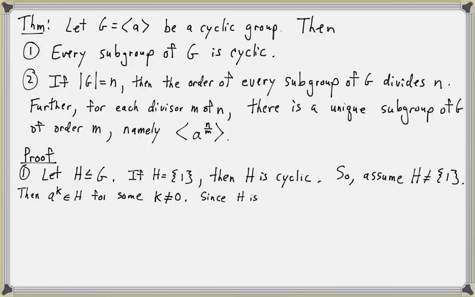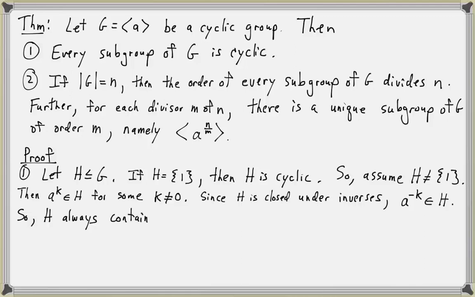So since H is closed under inverses, a to the minus k is in H. So the point is that k is non-zero, so whether k is positive or negative, there's some positive power of a in the set H. So H always contains some positive power of a. By the well-ordering principle, there has to be a smallest positive integer such that a to that integer is in H.